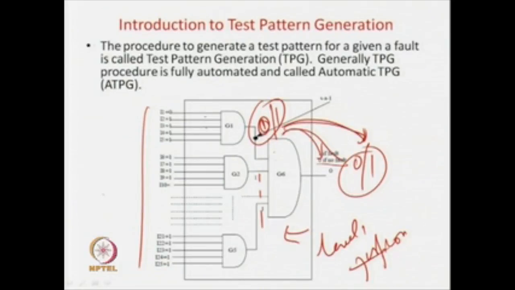Now, level 2 justification says that the output of this gate is 1, the output of this gate is 1, and the output of this gate is 1. So, how can you get this second level justification to be 1s? All inputs of an AND gate have to be 1.